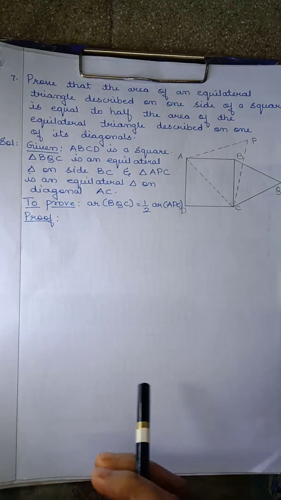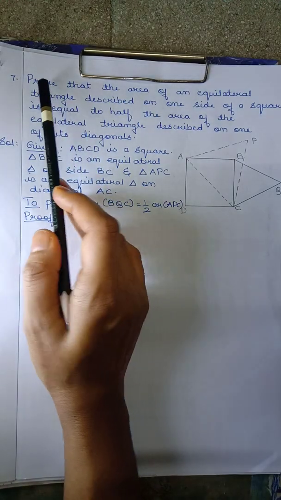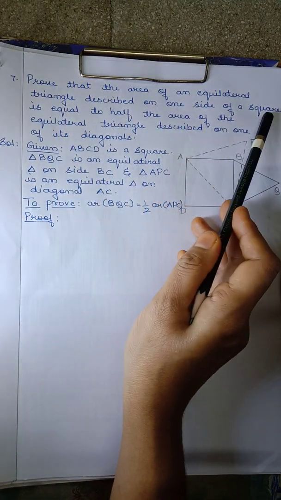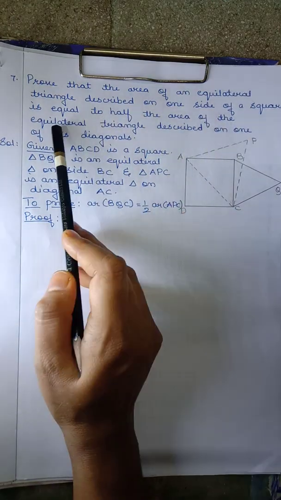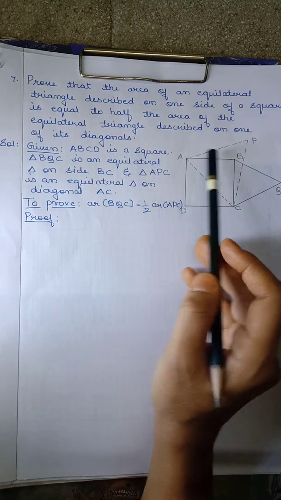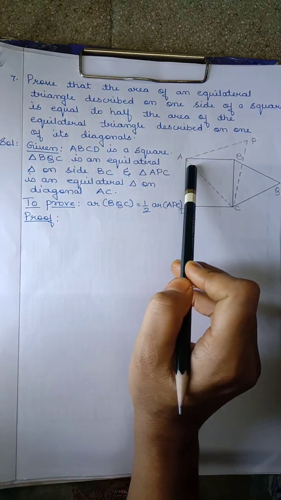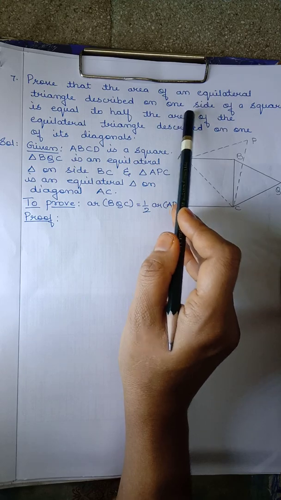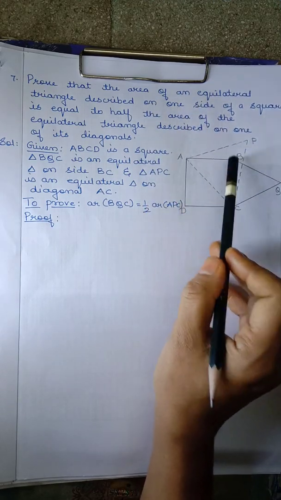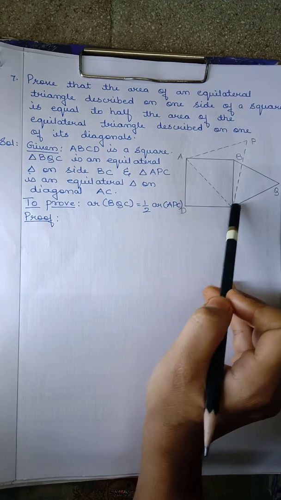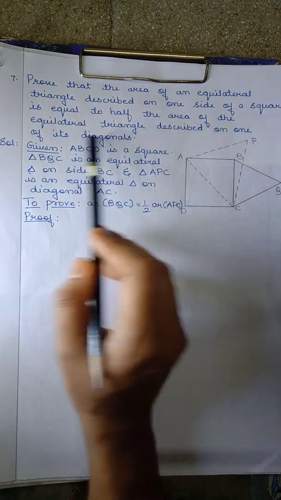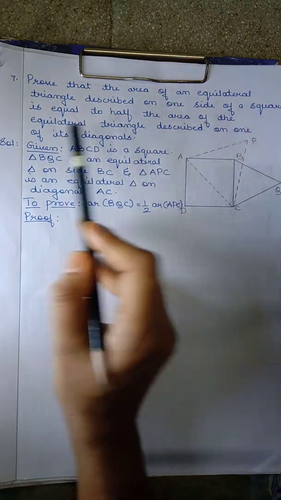Now coming to the 7th question. The 7th question is, prove that the area of an equilateral triangle described on one side of a square is equal to half the area of the equilateral triangle described on one of its diagonals. Okay. So a square is there. ABCD is a square, they have given, and an equilateral triangle is drawn on one side of the square. So on the side BC, I have drawn an equilateral triangle BQC. And also there is an equilateral triangle on one of its diagonals.